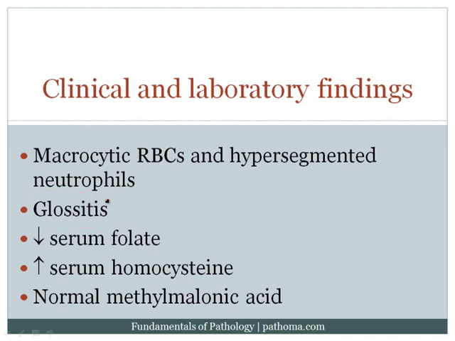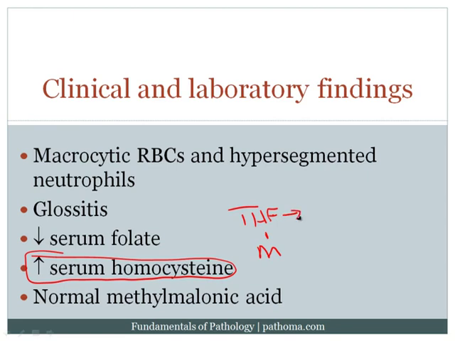There will be a decreased serum folate. I don't think that's hard to understand. We're dealing with folate deficiency, and so in folate deficiency, the serum folate will be low. There will be an increased serum homocysteine, and this is very important. Recall that I told you that tetrahydrofolate gains a methyl group when it gets absorbed into the human body. It then passes that methyl group onto vitamin B12, and then vitamin B12 then passes that methyl group onto homocysteine.